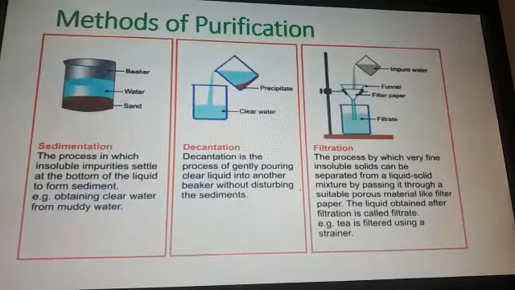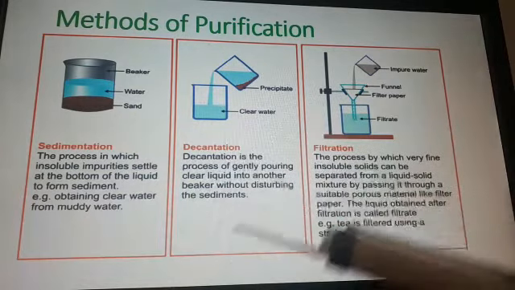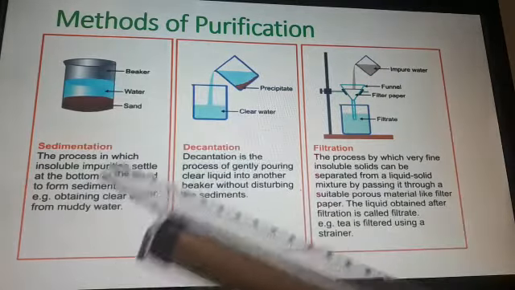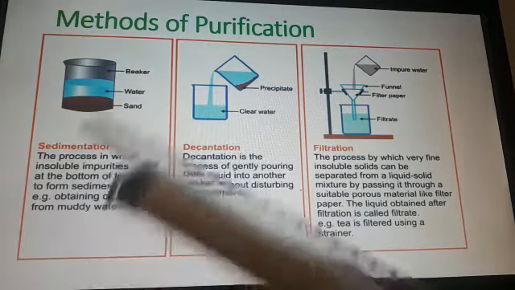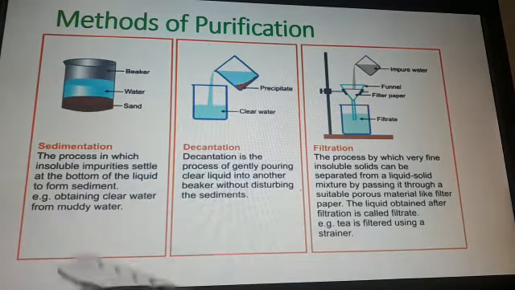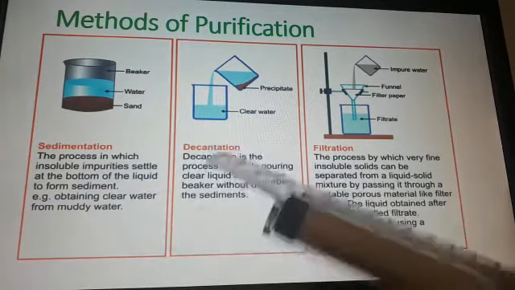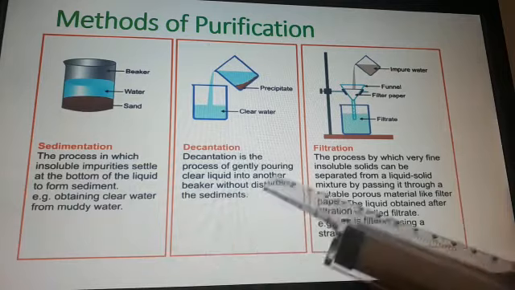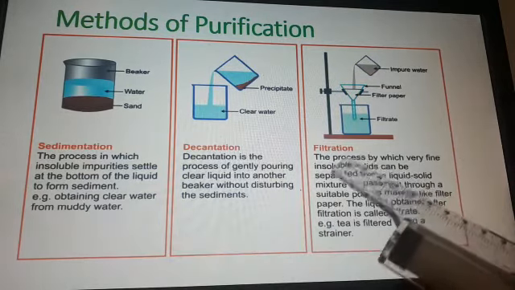Next one is the methods of purification. Here they are telling 3 methods: sedimentation, decantation and filtration. From the picture you can see that sedimentation is the process in which insoluble impurities settle at the bottom of a liquid to form a sediment. That is called sedimentation, obtaining clear water from muddy water. Next, after sedimentation we do decantation. Decantation is the process of gently pouring clear liquid into another beaker without disturbing the sediment. That is the second method. And then another method is filtration.